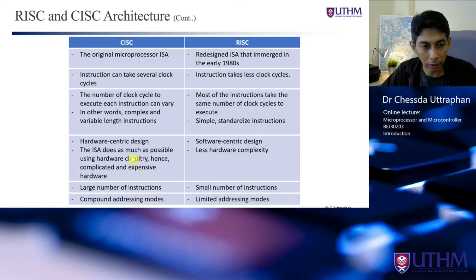The ISA does as much as possible using hardware circuitry, hence complicated and expensive hardware. Right, so again, just like I said, normally CISC is more complicated and more expensive as compared to RISC microprocessor. All right, because of the complexity.